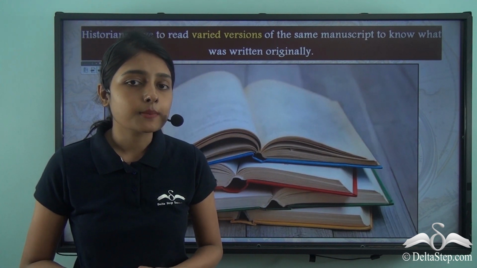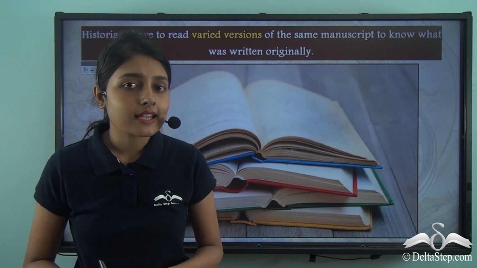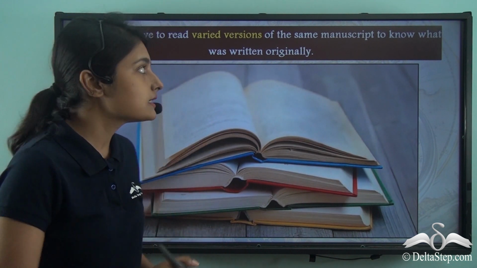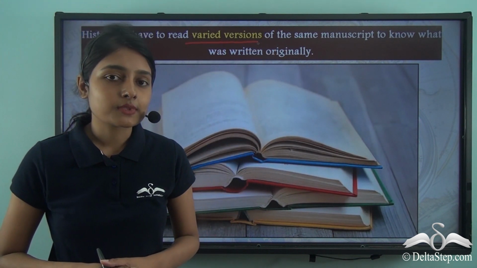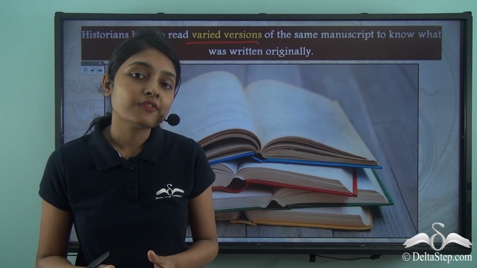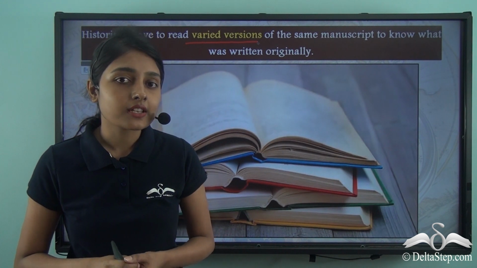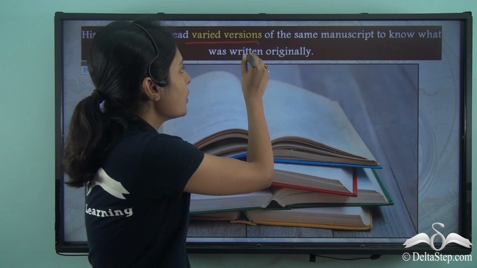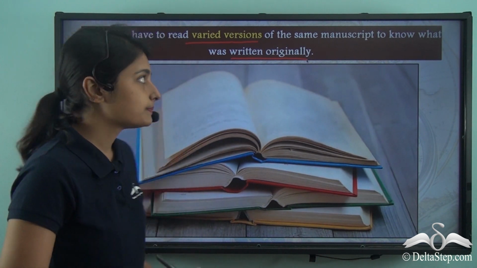Now these are some of the problems that the historians face, and to this end historians have to read varied versions of the same manuscript, because different versions of the same manuscript will give different stories, and from this it is the task of the historian to understand what happened and what was written originally.